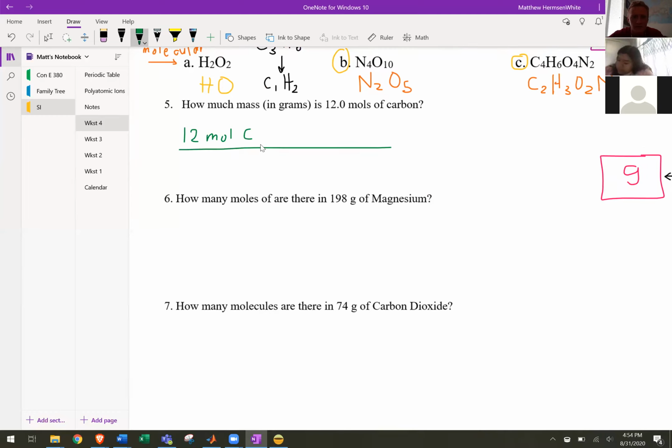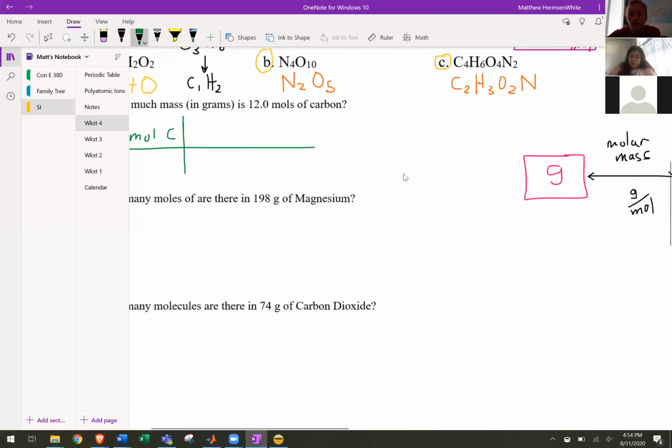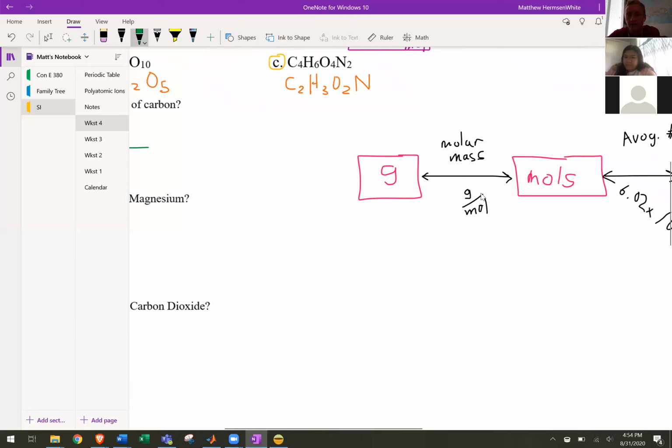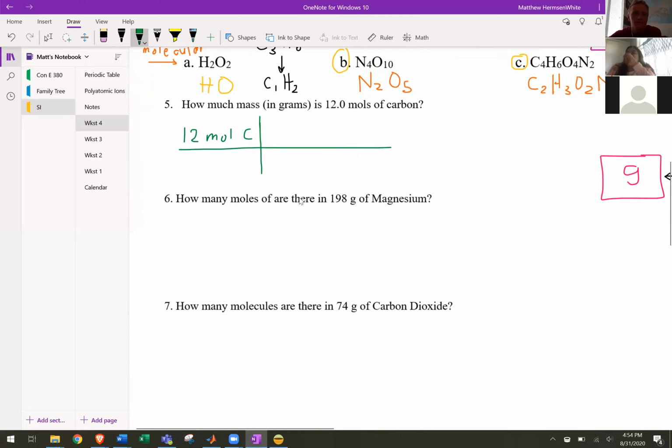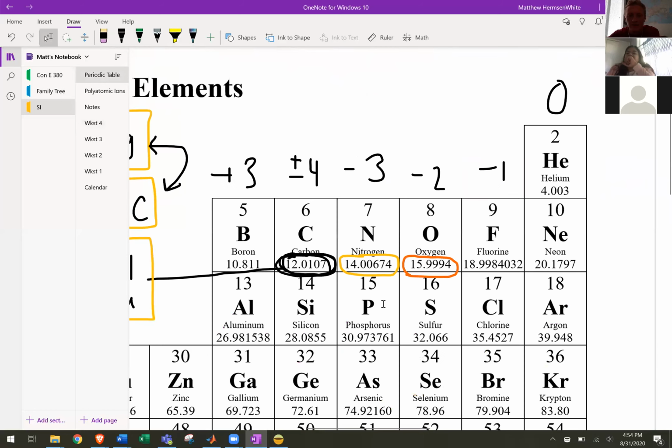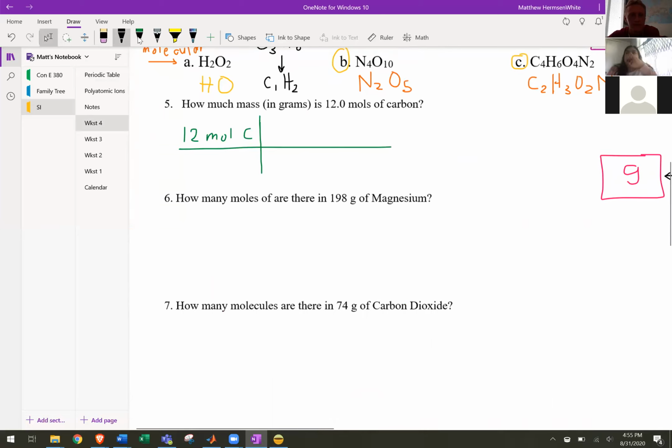And I always draw out a bar like this, a stoichiometry bar. Now, how can we get from moles to grams? Well, again, to get from moles to grams, we use the molar mass. And what is the molar mass of carbon? Well, we did that just earlier by looking at the periodic table. The molar mass of carbon is 12.01 grams per mole. So we're going to use that here. So 12.01 grams of carbon per 1 mole of carbon.